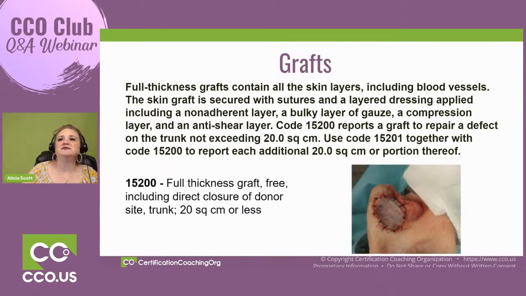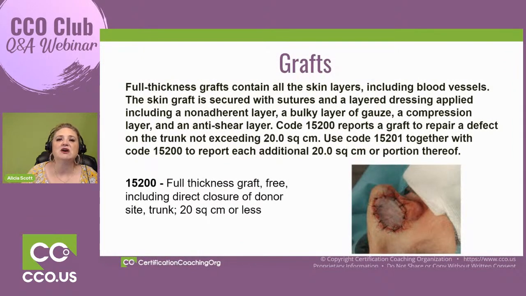If you use 15200, it's going to almost always be there to repair a defect that has been created for another reason. Not always is it trauma. It's usually that they've removed something or had to do something, and then they're putting that full thickness graft. Not 100%, but that's what I'm used to seeing. Now, what distinguishes 15200 from 15201? That's an add-on code.